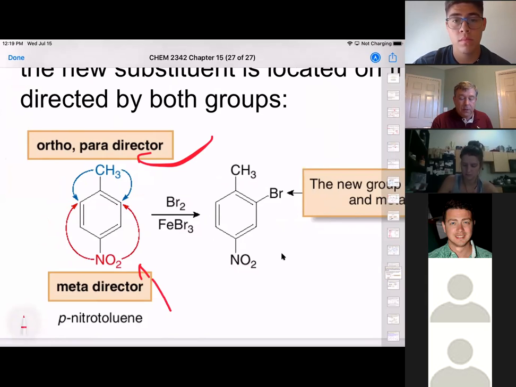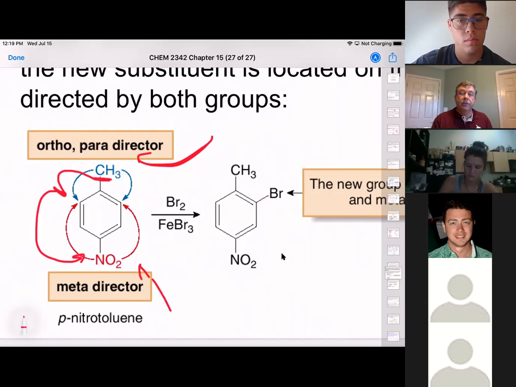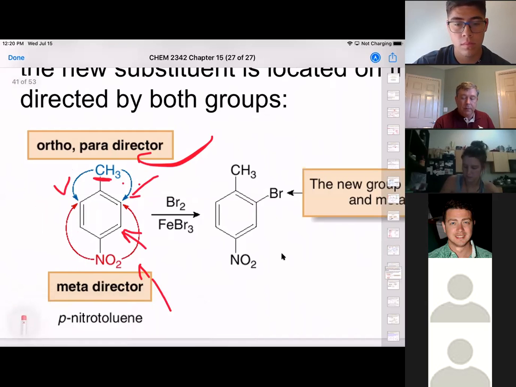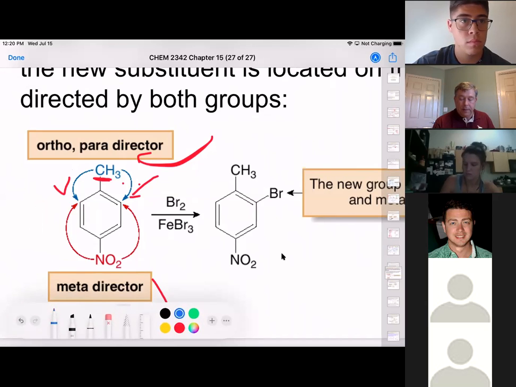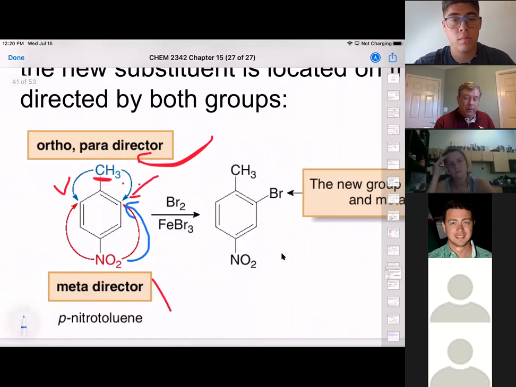In the case of the methyl group, we know that that's an ortho-para director. So it's gonna direct here, it'll direct here, but there's already something in that para position, the nitro position. So that means we're not gonna do a substitution there. So the methyl group is going to promote a substitution in those 2 ortho positions. Now, the nitro group is promoting meta direction, so that means the nitro is going to also direct to those same 2 positions.